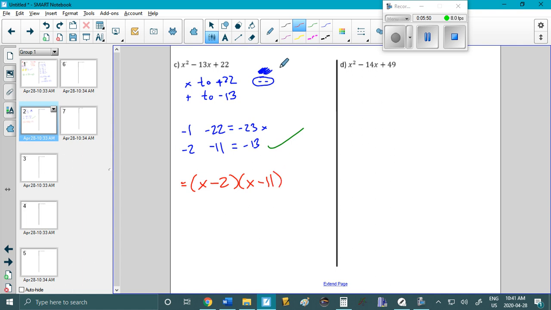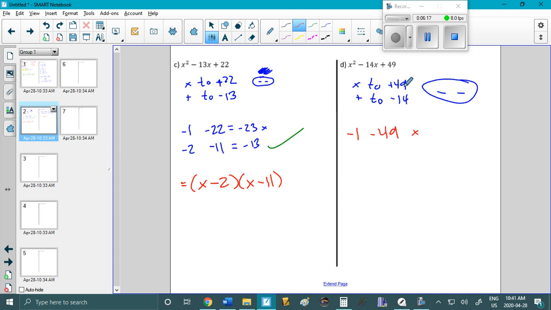Okay, so again, if you just watch me do this one, the next one's very similar. So pause, try the next one, and come back. So again, we multiply to a positive, we add to a negative, so we know it's two negatives. All right, so here we go. 49 divided by 1 is 49, so negative 1 minus 49 is negative 50.